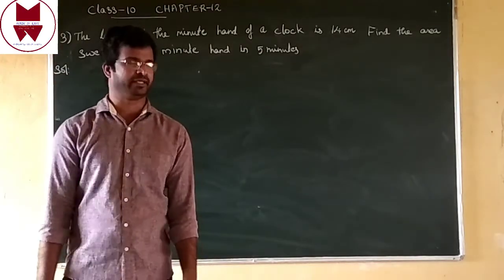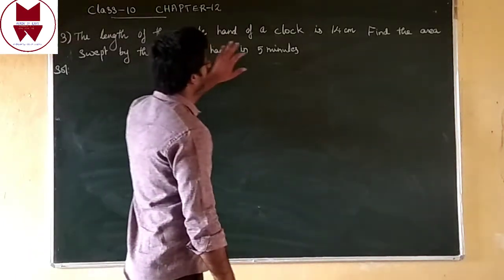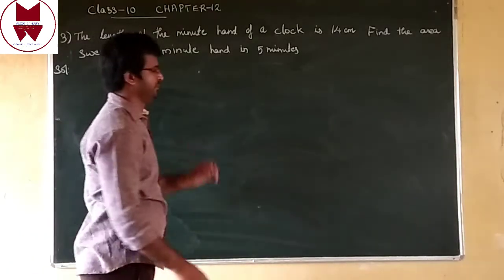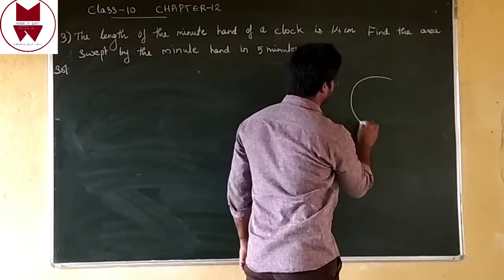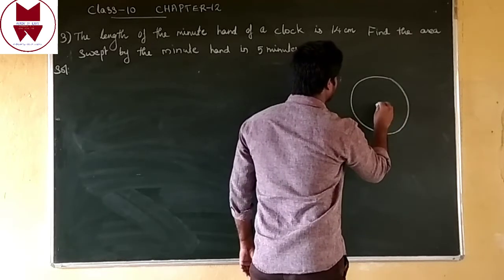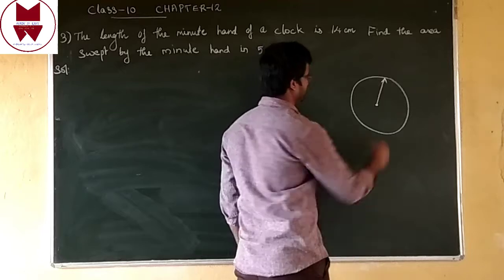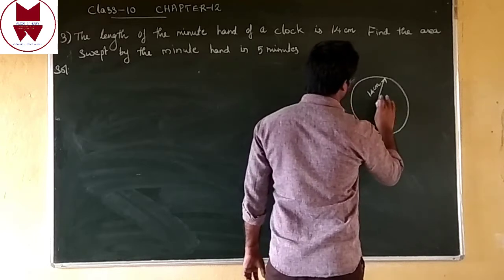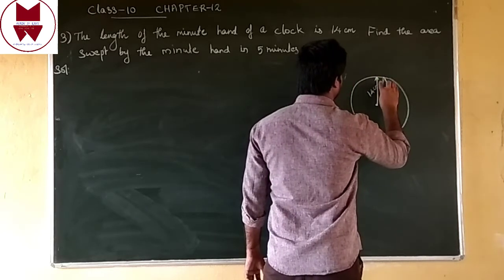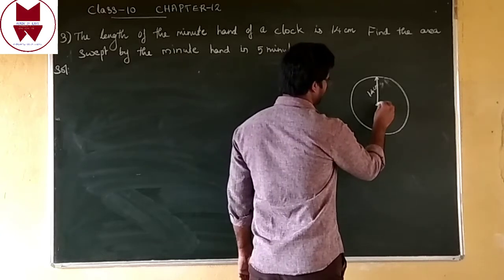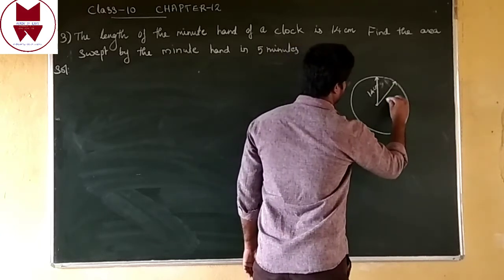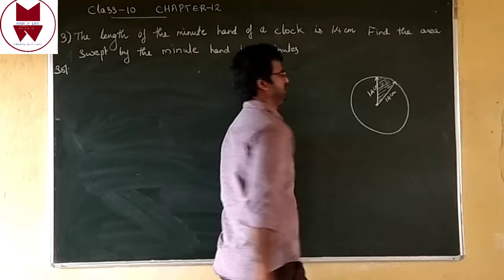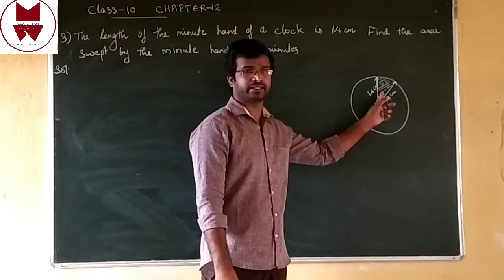Now we can do question number 3. The length of the minute hand of a clock is 14 centimeters. Find the area swept by the minute hand in 5 minutes. This is like one clock. The length of the minute hand up to here, that is 14 centimeter. Then after 5 minutes, this minute hand will reach here. Then we have to find out the area of this region. That is our question. What is this? This is the area of a sector.